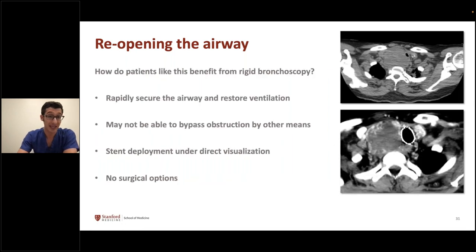So how does a patient like this benefit from rigid bronchoscopy? Again, I think similar principles. Rapidly securing the airway to restore ventilation, the inability to bypass the obstruction by other means, the ability to deploy a stent under direct visualization, and the lack of surgical options in this case.